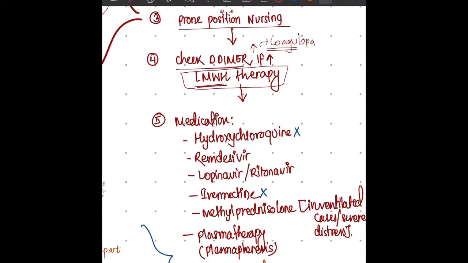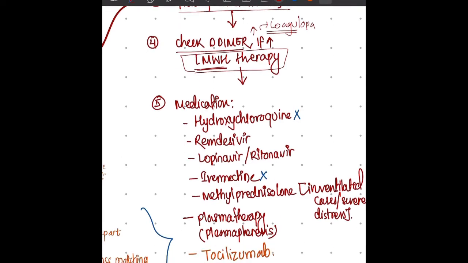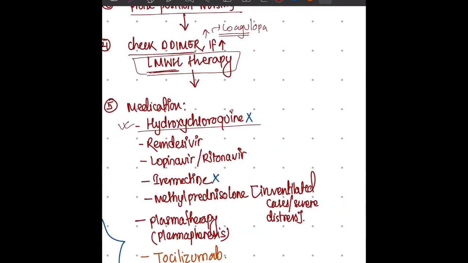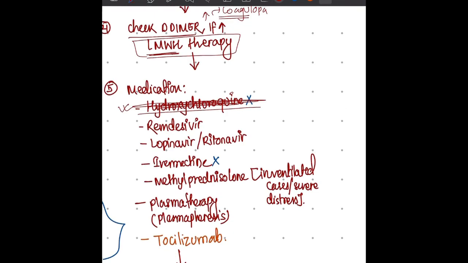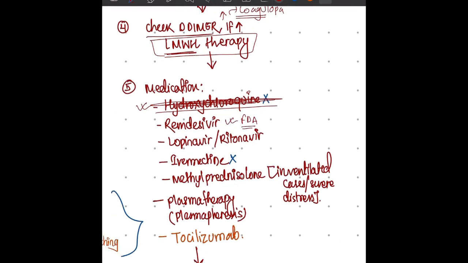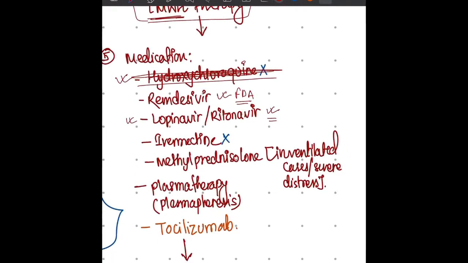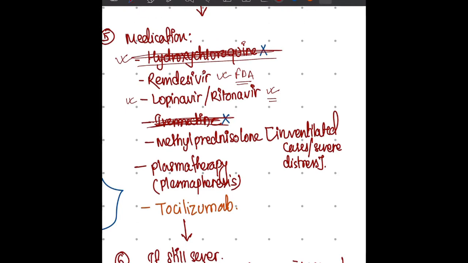Now various medications have been tried in this past 1 year, and they have all been tested for efficacy. Initially, hydroxychloroquine was very famous in the early phases of the pandemic, but now it has been proven by the Solidarity trial conducted by WHO that hydroxychloroquine has no effect at all in the disease process. Remdesivir is an FDA approved drug for the treatment of COVID-19. Lopinavir, ritonavir are protease inhibitors used for HIV and hence have also been tried for COVID-19. Ivermectin, like hydroxychloroquine, has now been shown to be not effective at all.